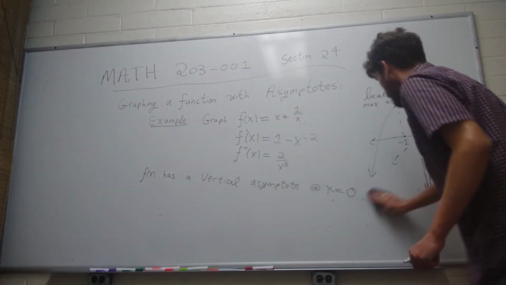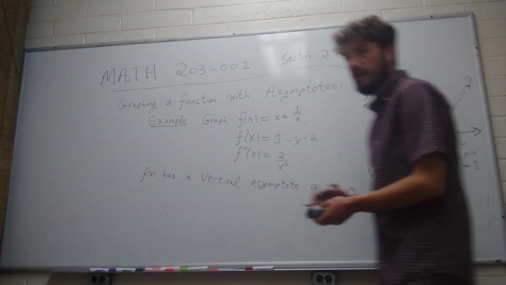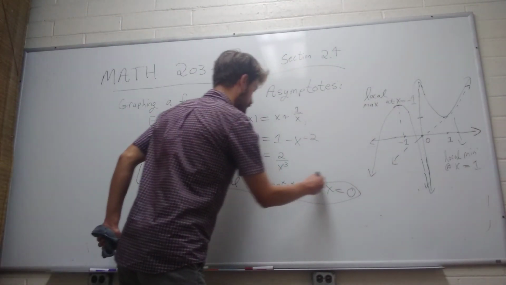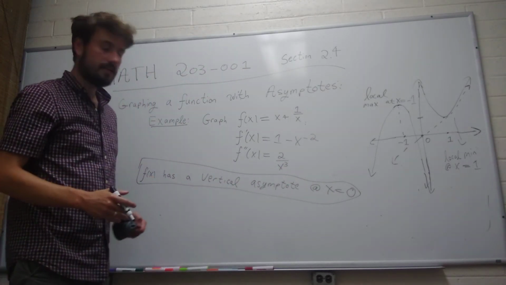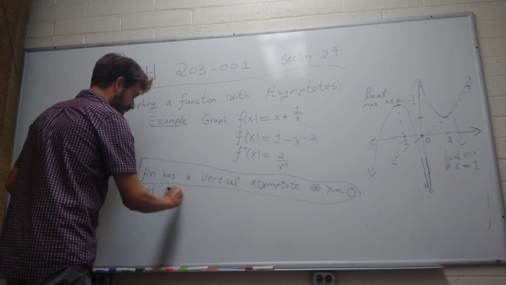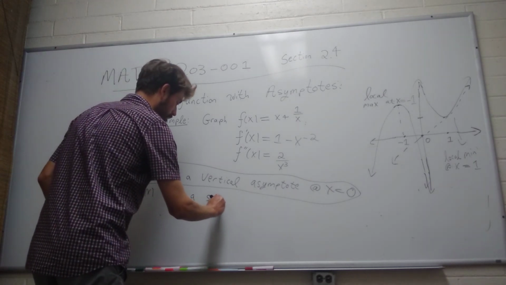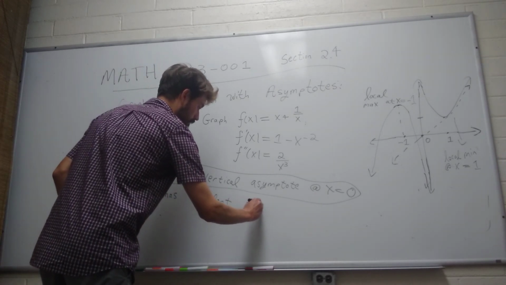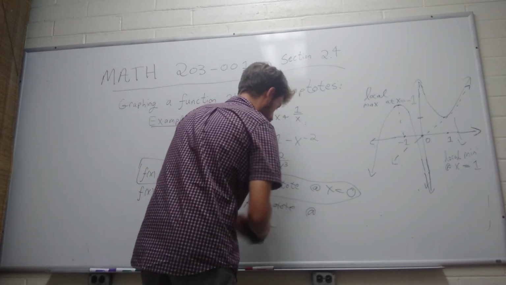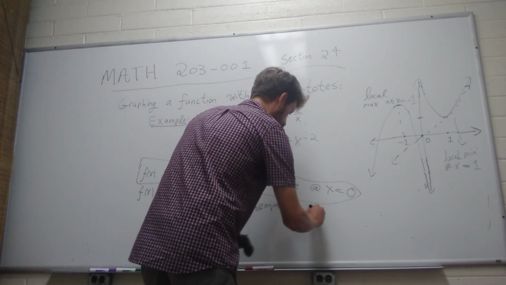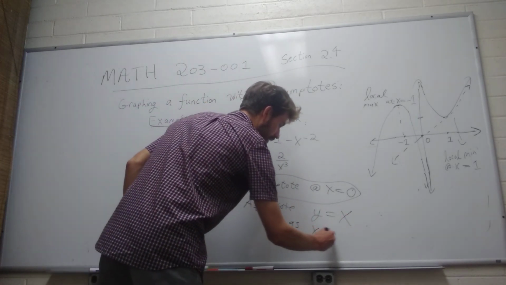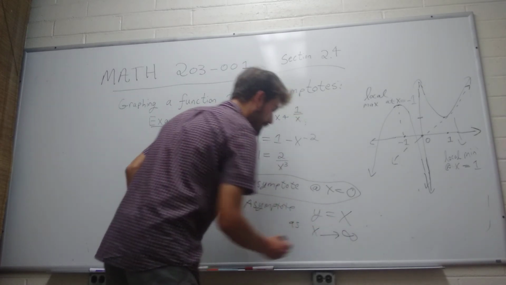So really, the only new thing here is the following. The function has a vertical asymptote at x equal to 0. That's as x approaches positive.